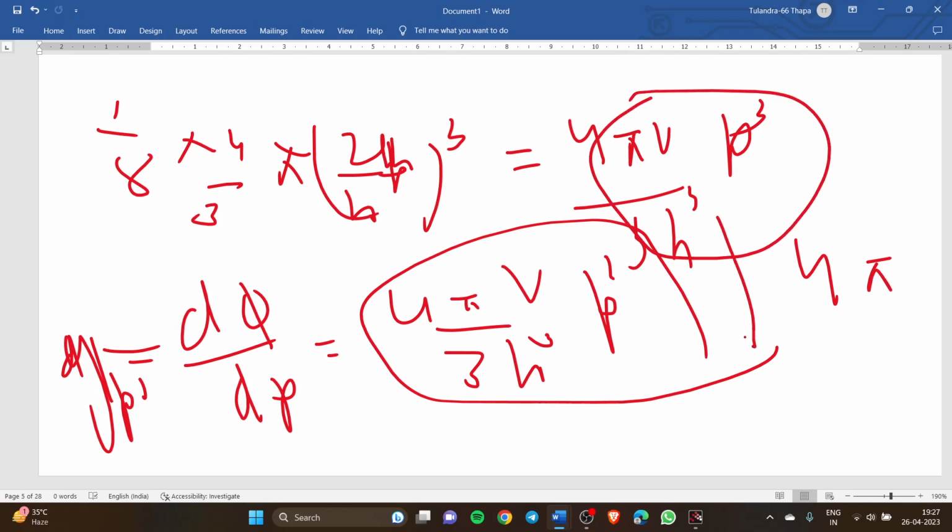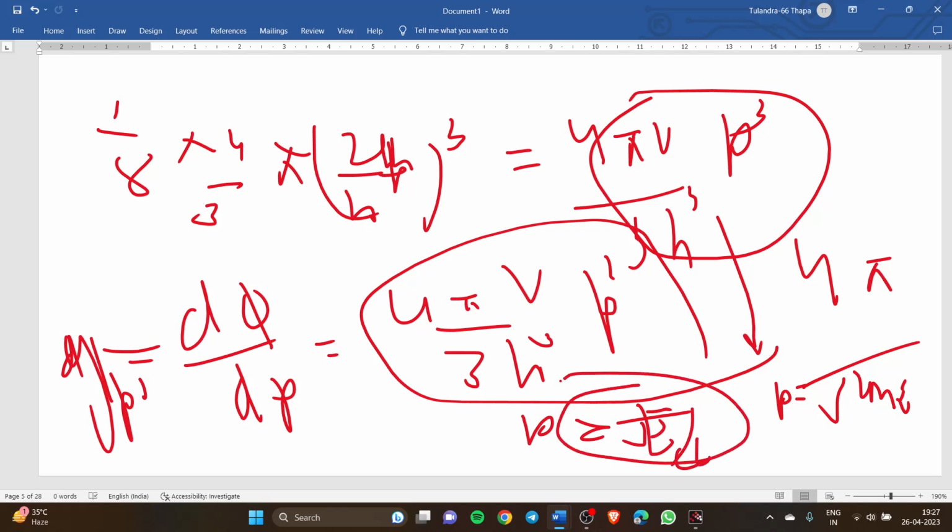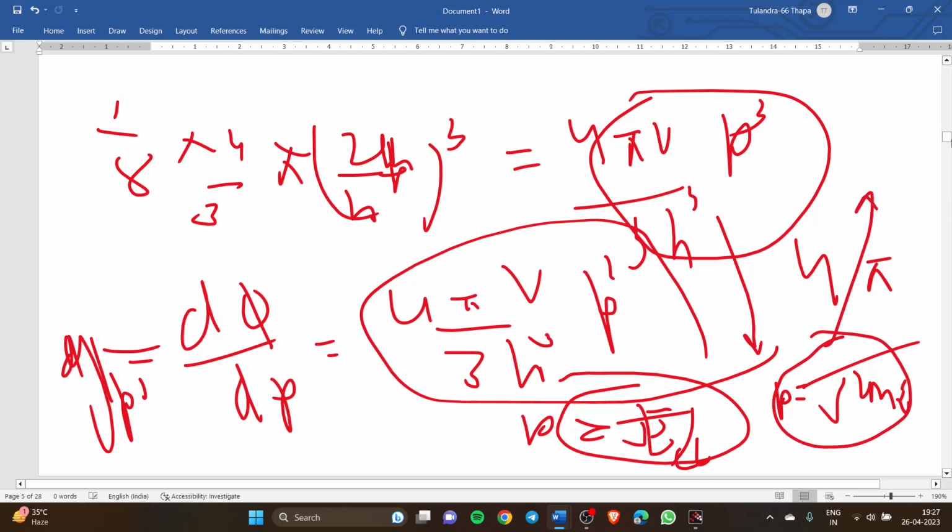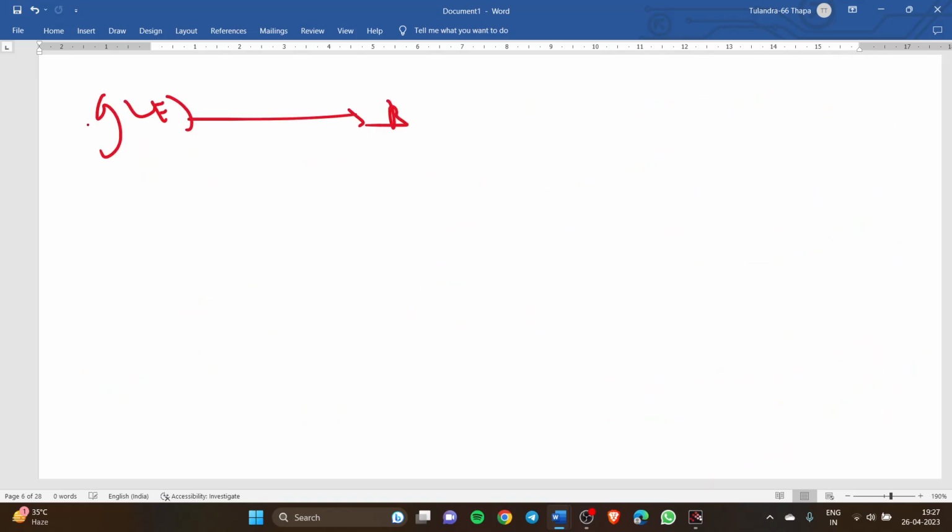In this term, if we put p equal to the square root of 2mE, we get the formula for non-relativistic density of states, and if we put p equal to E/c, we get the formula for relativistic density of states. So we will get g(E) for relativistic and non-relativistic.